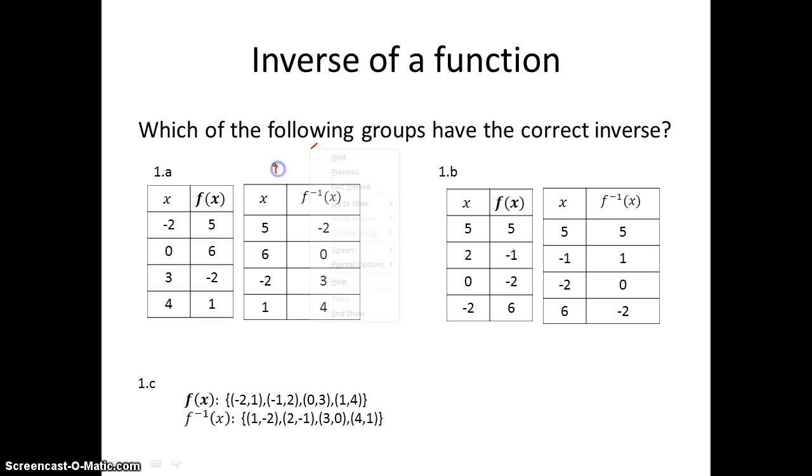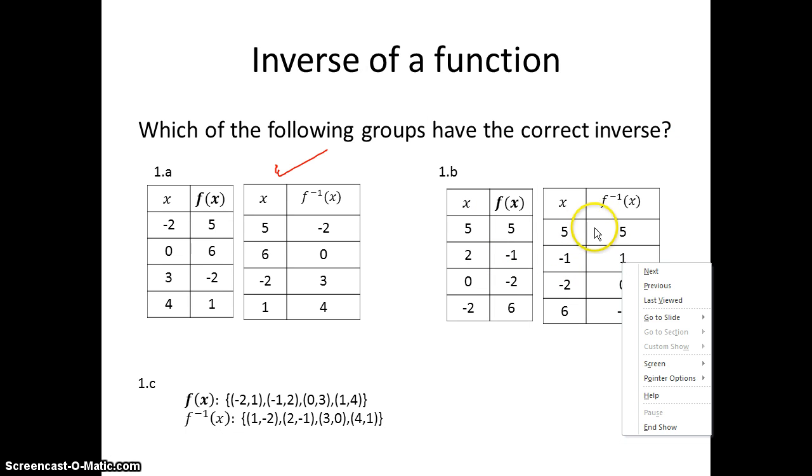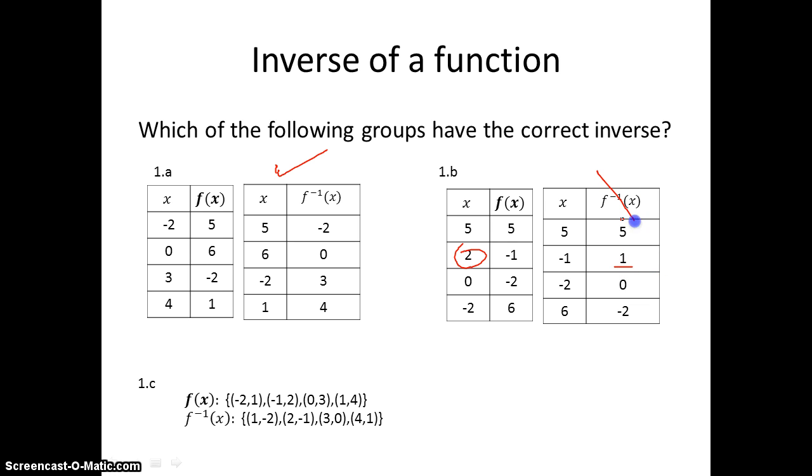Alright, this one. I put a 5 in, get a 5 out. Put a 5 in, get a 5 out. Put a 2 in, get a negative 1 out. Put a negative 1 in, get a 1 out. Alright, so we can see here I put a negative 1 in. I should get a what back out? I should get a 2, but I get this 1. So that means that this is not a correct inverse.